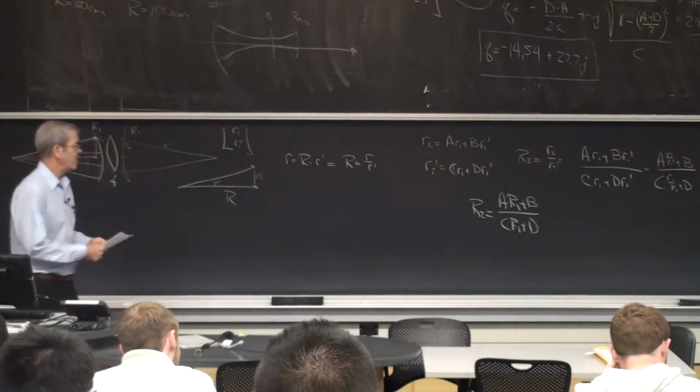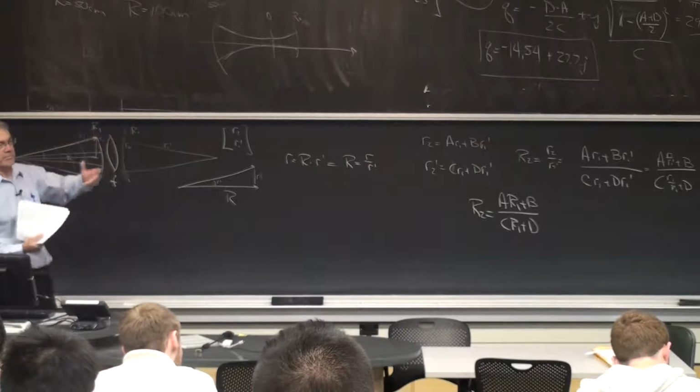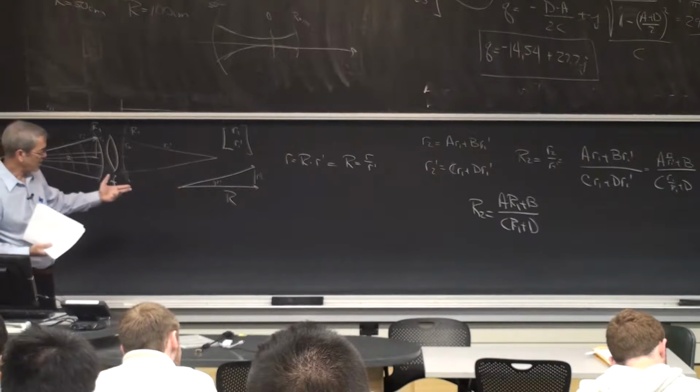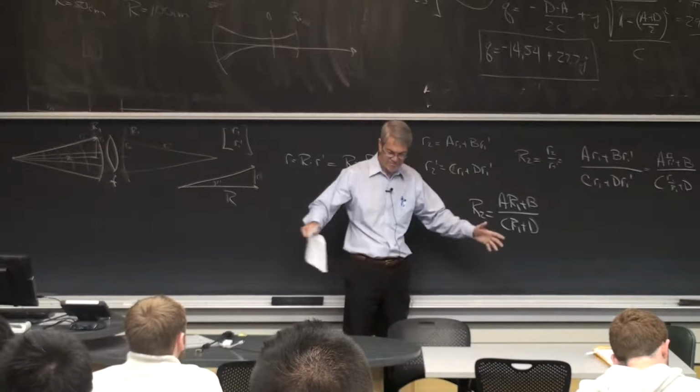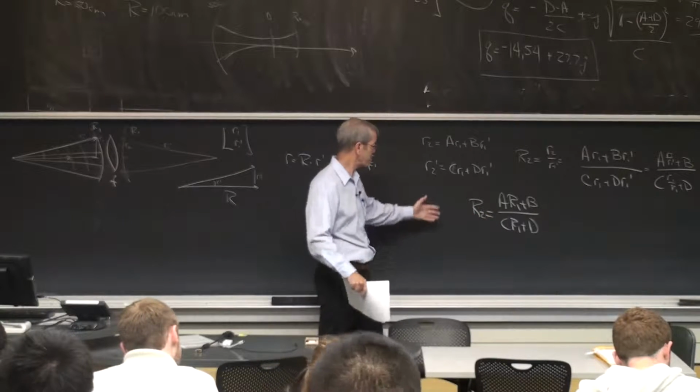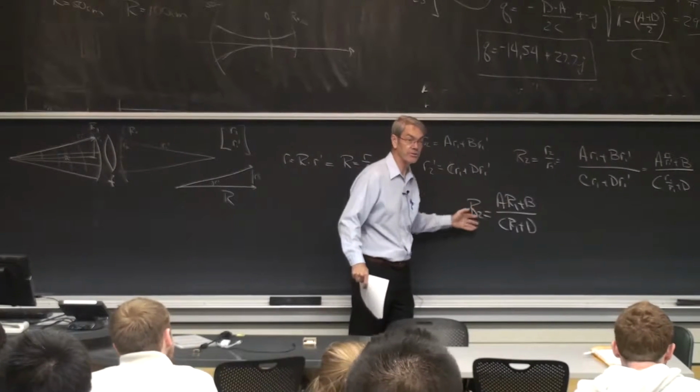And so, I always thought it was kind of magic how we got from Gaussian beams to the ABCD law. But there was some family history here that kind of led to it. So anyway, here's a relation between the radii of curvature.